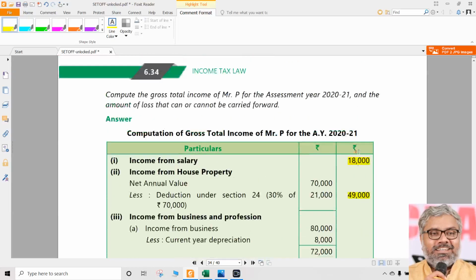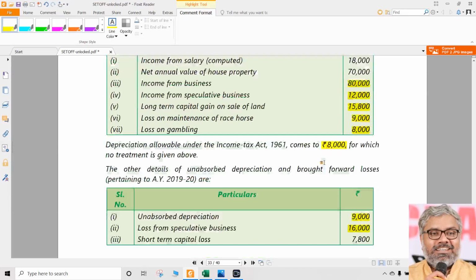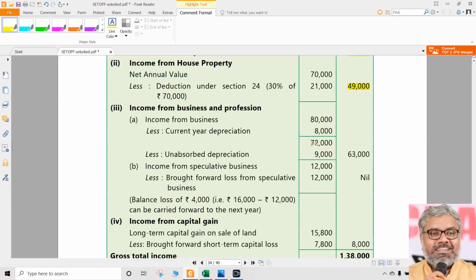Now the important point comes about income from business. Income from business is a positive 80,000. If you take that positive 80,000, what are all the deductible items? Current year depreciation of 8,000, yes. Unabsorbed depreciation of 9,000, yes.